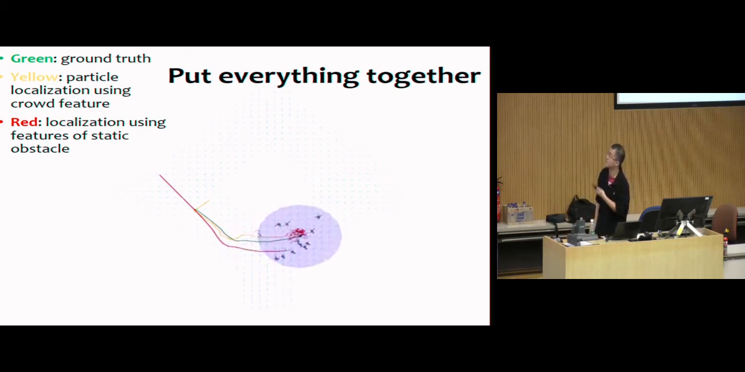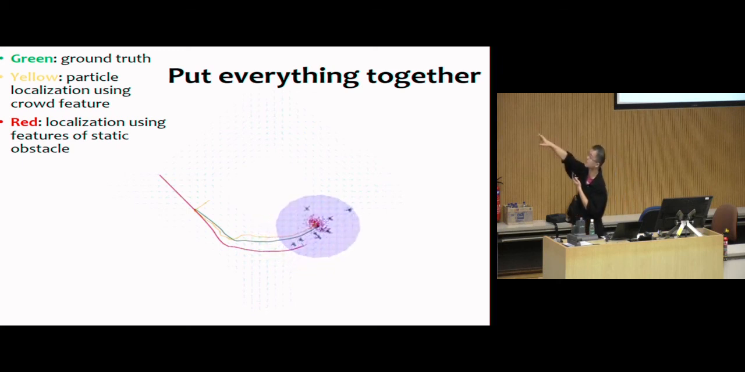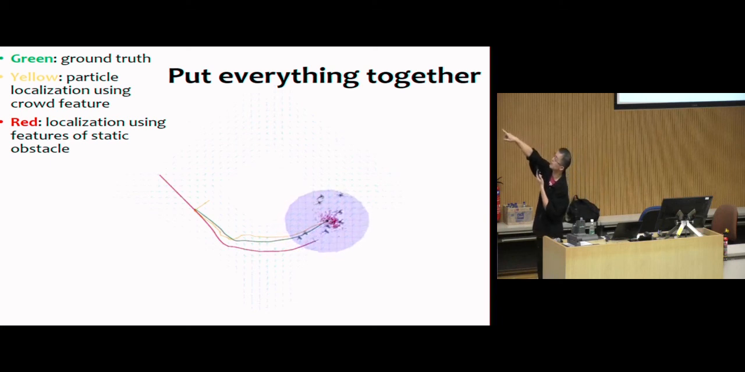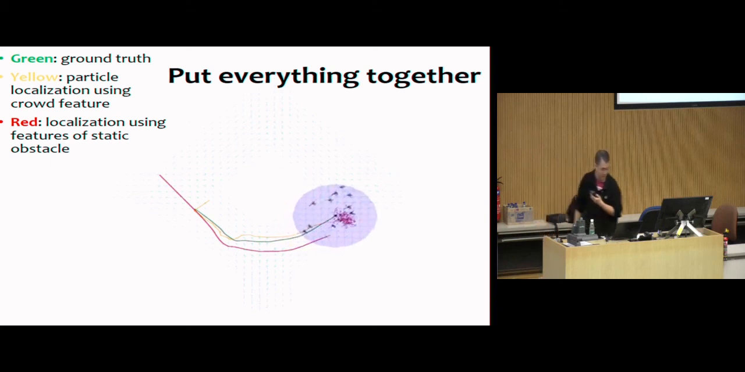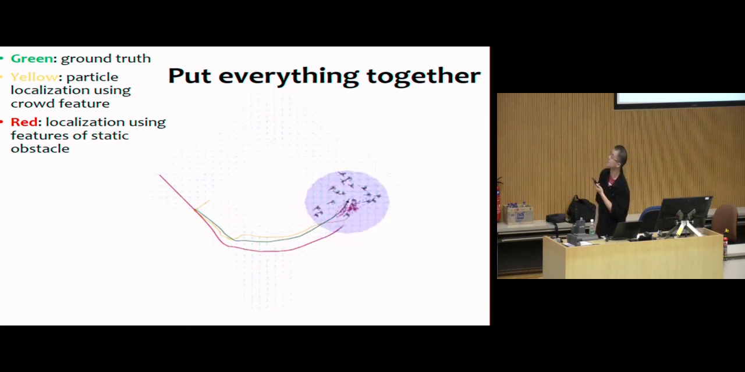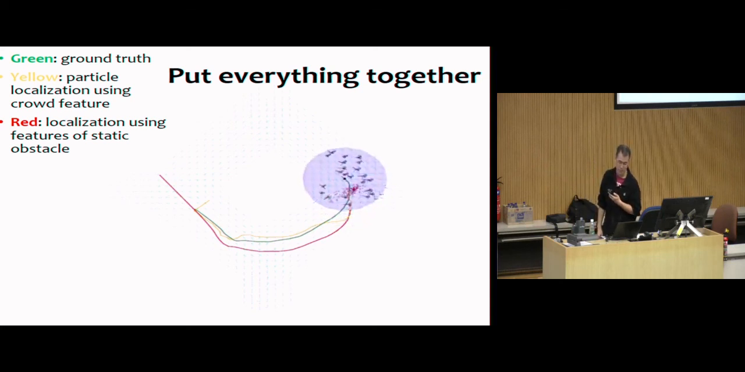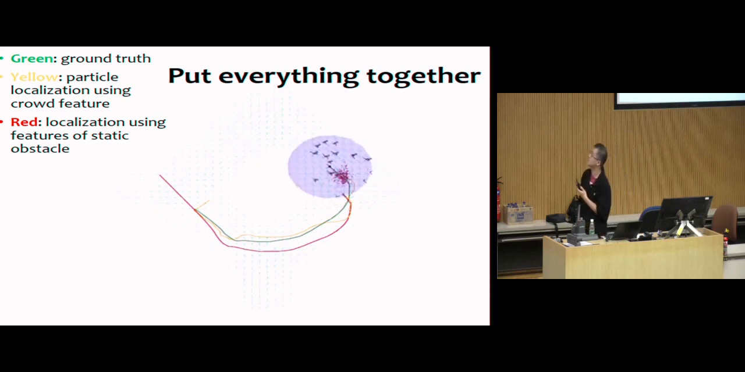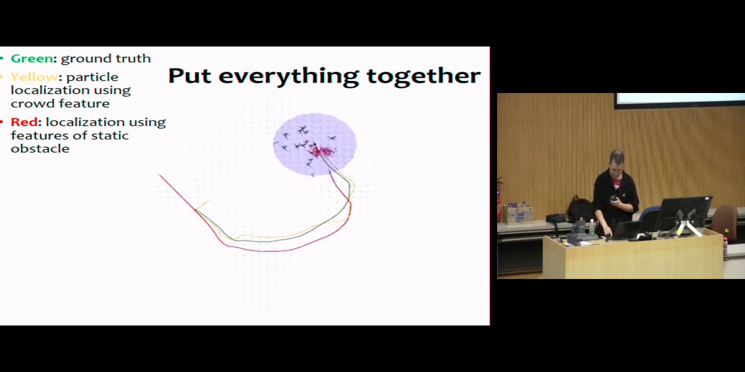As you can see, because there are many occlusions inside the human crowd, the red one is much worse than the yellow one. The yellow one can match well with the ground truth. It is not exactly the same as the ground truth because the crowd feature is quite sparse and not very stable, but it is much better than the red one.